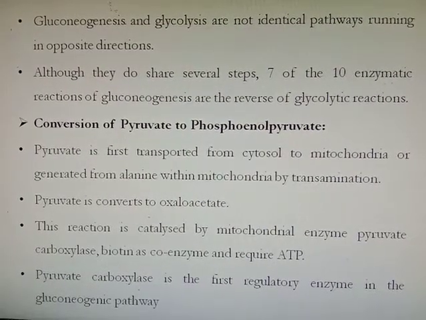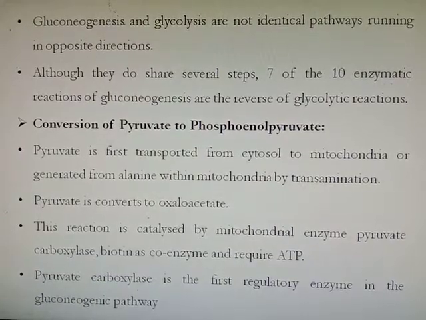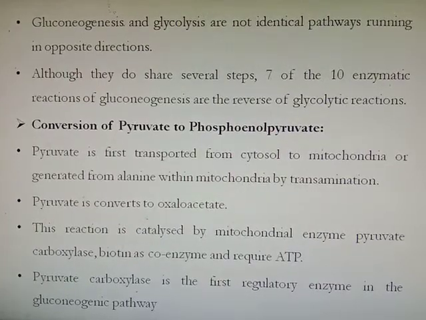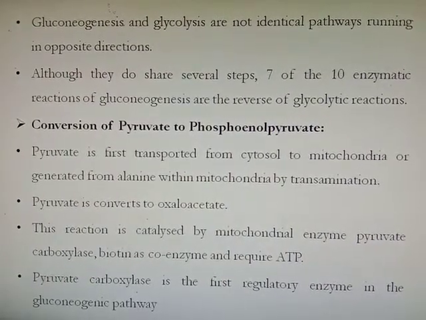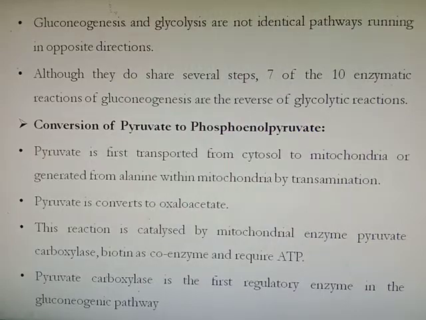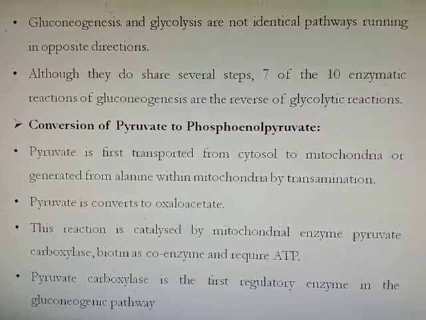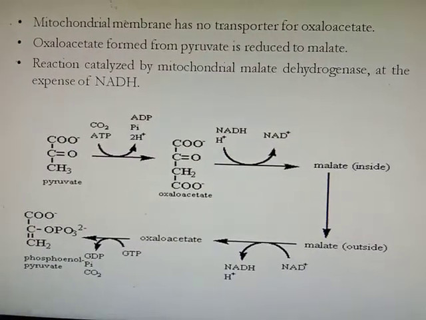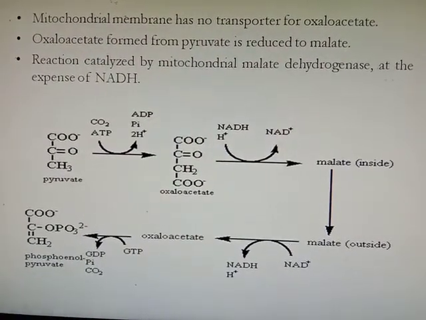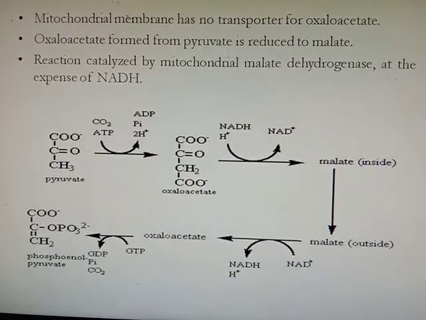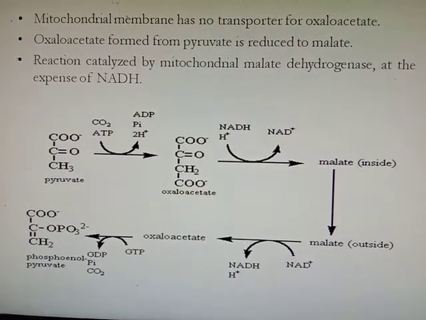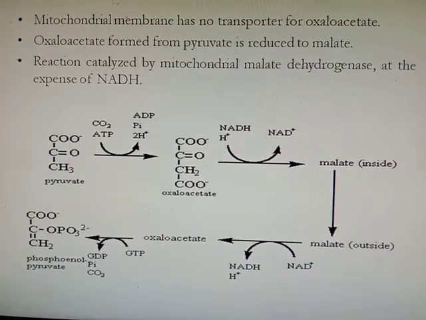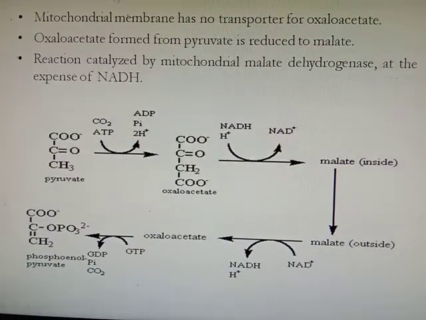This reaction is catalyzed by the mitochondrial enzyme pyruvate carboxylase. It depends on ATP for energy. Pyruvate carboxylase is the first regulatory enzyme in the gluconeogenic pathway. The mitochondrial membrane has no transporter for oxaloacetate. Then oxaloacetate formed from pyruvate is converted to malate. The reaction is catalyzed by the enzyme malate dehydrogenase at the expense of NADH.